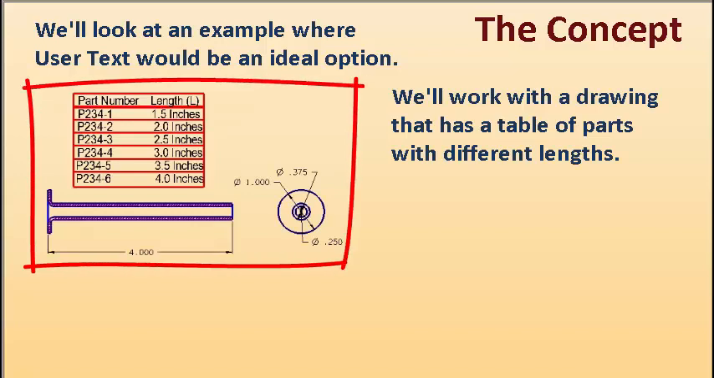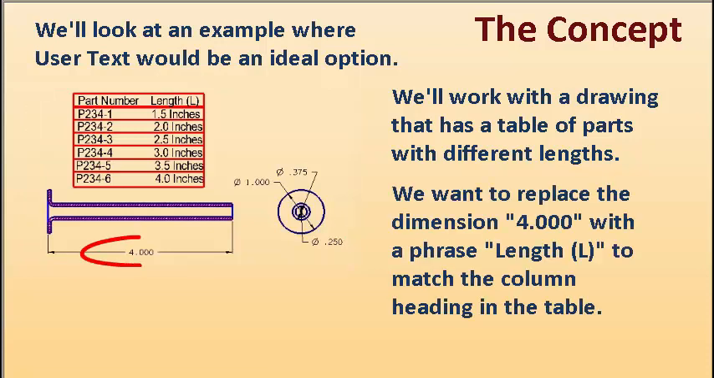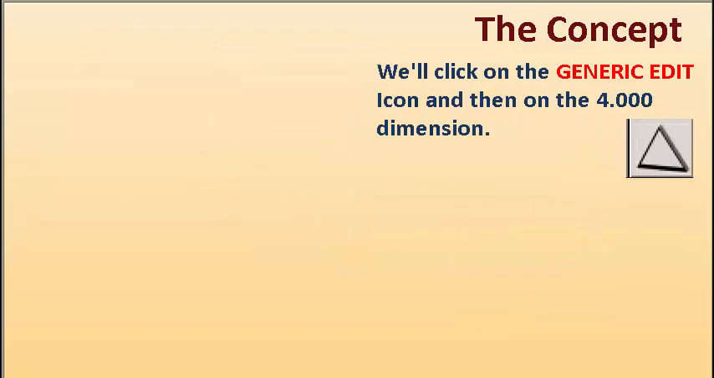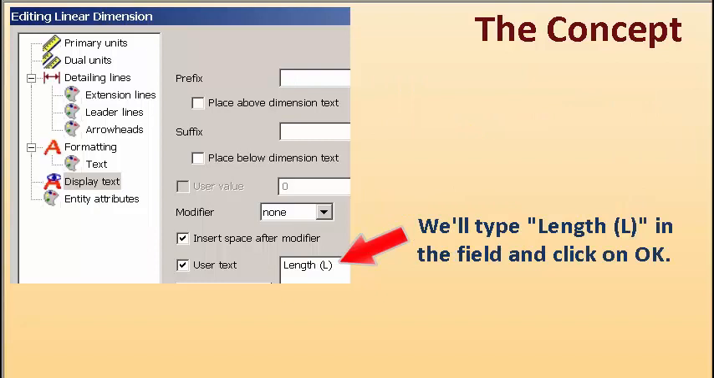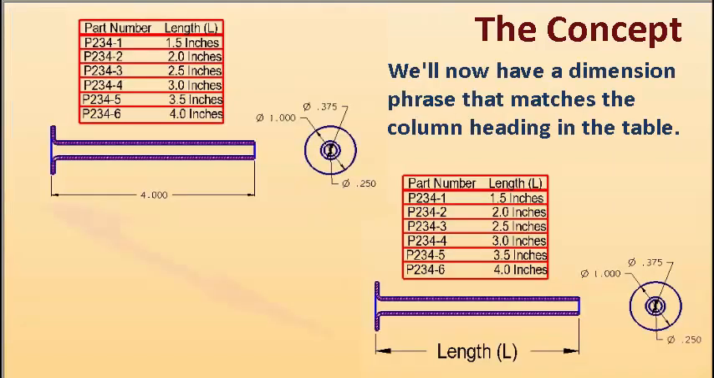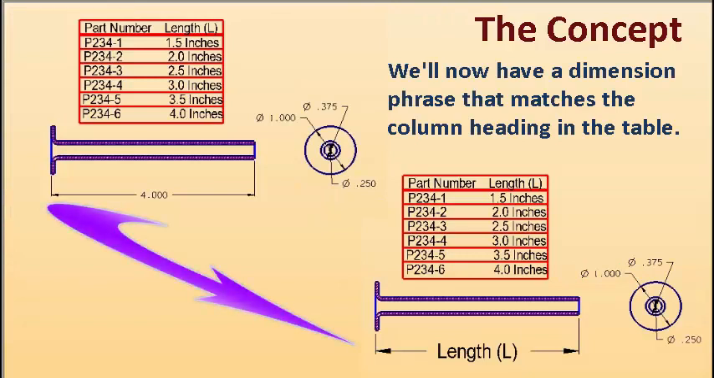We'll look at an example where user text would be an ideal option. We'll work with a drawing that has a table of parts with different lengths. We want to replace the dimension 4 with a phrase, Length (L), to match the column heading in the table. We'll click on the generic edit icon and then on the 4 dimension. In the dialog box, we'll click on display text and then user text. We'll type Length (L) in the field and click on OK. We'll now have a dimension phrase that matches the column heading in the table.